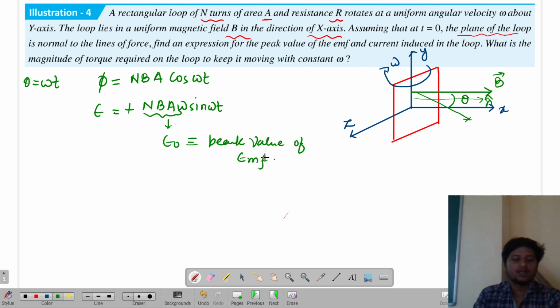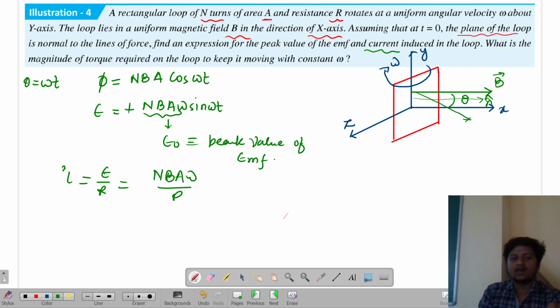Got it or not? Now look over here. What is it asking? Second question. It is asking the peak value of current also. Current is what? Current is EMF by resistance, or not? So how much will be the total value of current?